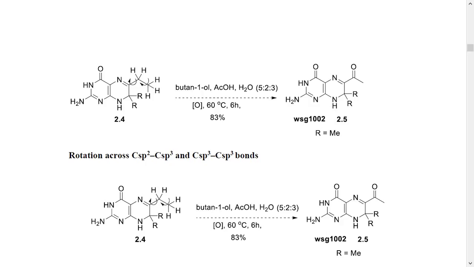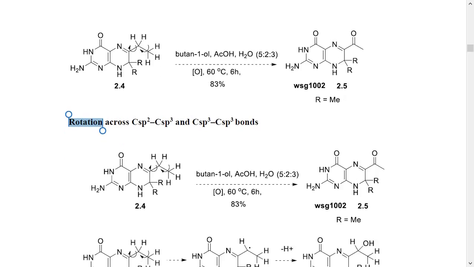So you cross from here to here. Here you cross from here to the other side. And you use butanol, acetic acid, water. Alcohol, acetic acid, water, ratio is 5 to 3, at 60 degrees centigrade for 6 hours, with 83% yield.